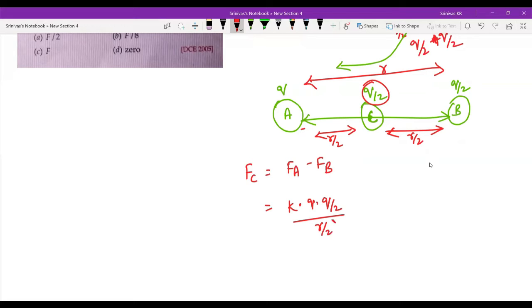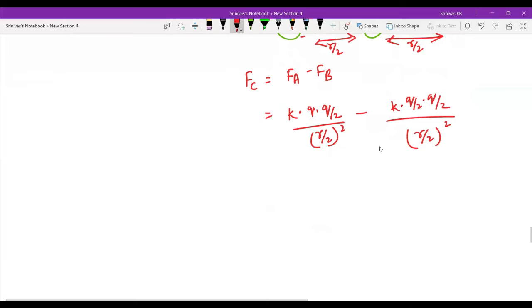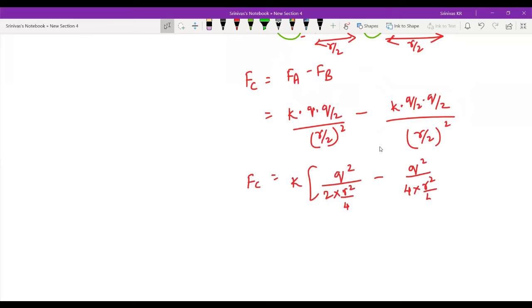So r by 2 whole square, minus the force between these two, k into q by 2 into q by 2 by r by 2 whole square. So simplify it, you will get the answer. Fc is equal to, take what is common, k is common, and q square is common after simplifying. So q square by 2 into r square by 2 square is 4, minus q square by 4 into r square by 4.